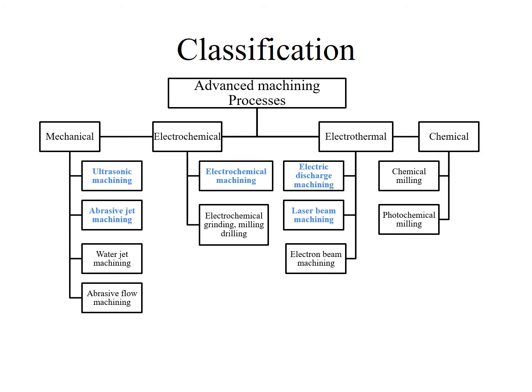milling, and drilling. Then the electrothermal processes, which use electricity and thermal energy in combination for machining. This includes electrical discharge machining, laser beam machining, and electron beam machining. Then the purely chemical processes, which are chemical milling and photochemical milling. Chemical processes are used as finishing processes in most cases. Out of these, ultrasonic machining, abrasive jet machining, electrochemical machining, electric discharge machining, and laser beam machining we are going to see in detail in this unit.